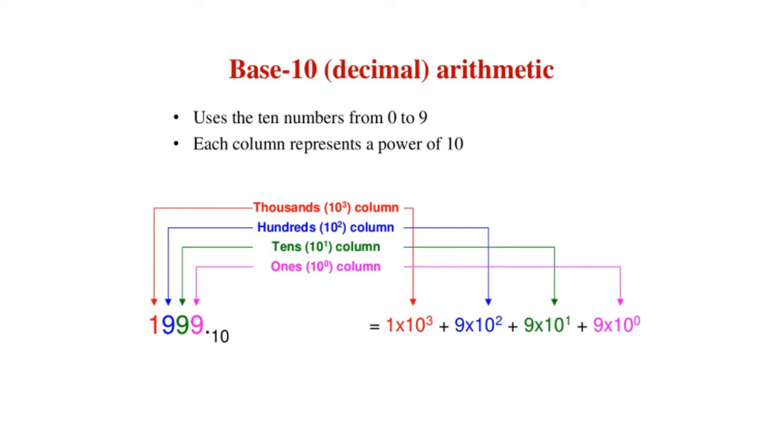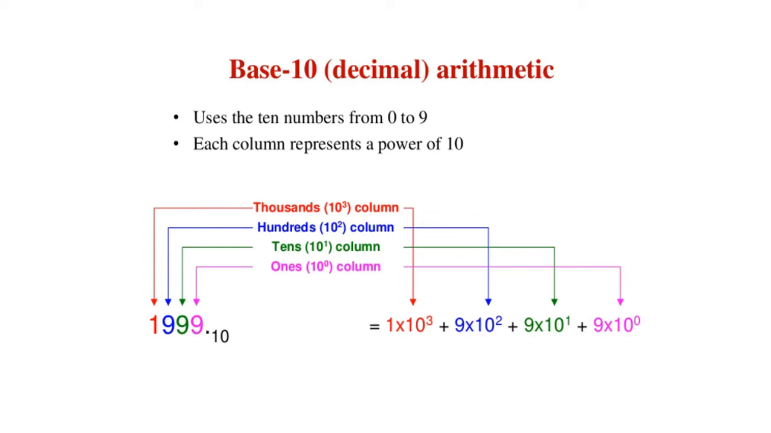The first 9 is the ones column, so it is 10 power 0. The second value is the tens column, so it is 10 power 1. The third one is the hundreds column, so it is 10 to the power of 2. The fourth value is the thousands column, so it is 10 to the power of 3.